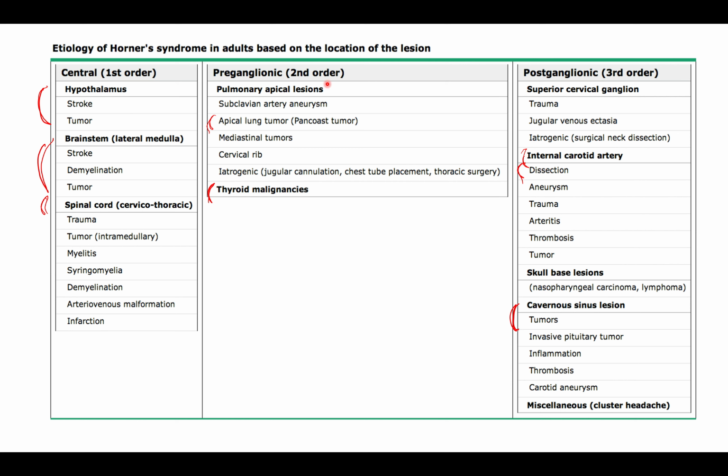And maybe in the second order, for example, in preganglionic, maybe an apical lung tumor, Pancoast tumor. This may cause obstruction and then could cause Horner syndrome. Also subclavian artery aneurysm. Sometimes thyroid malignancy can also do obstruction and cause the Horner syndrome.